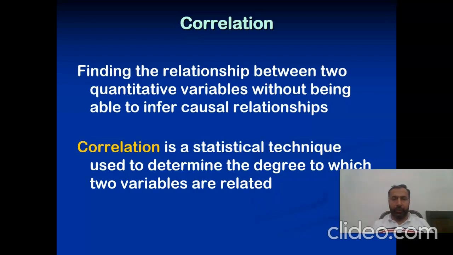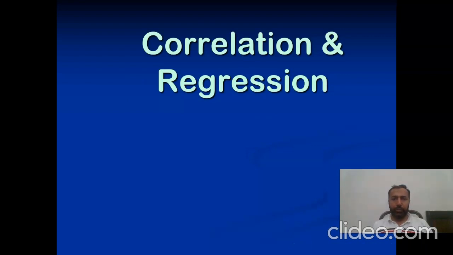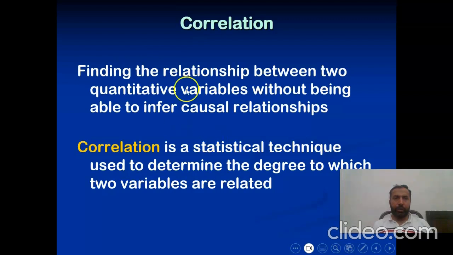Hi, in this short video recording, we shall discuss correlation and regression analysis. Correlation is a statistical technique to measure the relationship between two variables. However, regression measures the cause and effect relationship. Correlation finds the relationship between two quantitative variables without being able to infer a causal relationship. The correlation only measures whether these two variables are correlated or not.